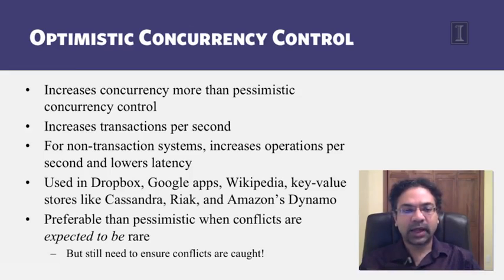So systems like Dropbox, Google Apps, Wikipedia, key value stores, Amazon's Dynamo, all of these, even though they don't support transactions necessarily, they prefer optimistic concurrency control approaches because it reduces latency and increases concurrency, meaning it improves operations per second. Optimistic concurrency control in general is preferable over pessimistic concurrency control when conflicts are expected to be rare. But when conflicts do occur, you need to make sure that they are caught and resolved if necessary.